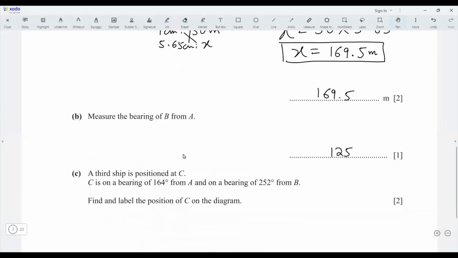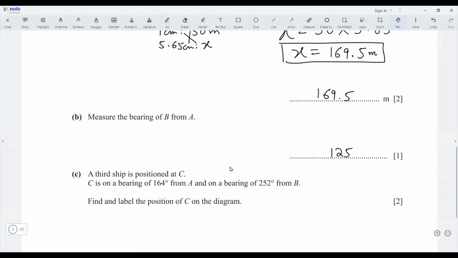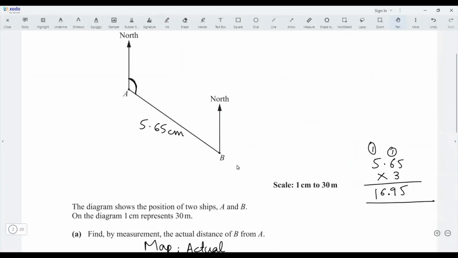The next thing is you have to position that point C. C is on a bearing of 164 from A. What does this mean? It means you have to take 164 degrees from A, starting from north of A, and go around to here, which is 164 degrees.